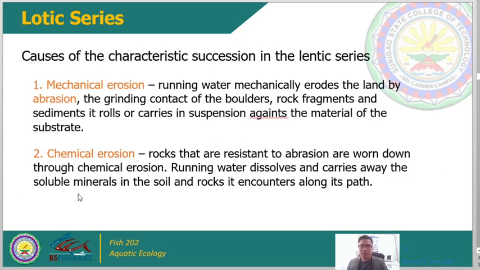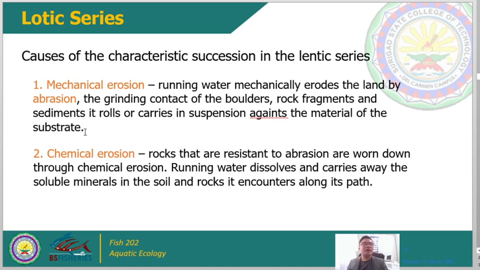And here, since we were talking about age, we must not forget the reasons that cause the characteristic of succession in the lentic series. Succession means the change from the aquatic environment. Okay? So first is mechanical erosion. Mechanical erosion means running water mechanically erodes the land by abrasion, the grinding contact of boulders, rock fragments, and sediments. It rolls or carries the suspended material from the substrate.